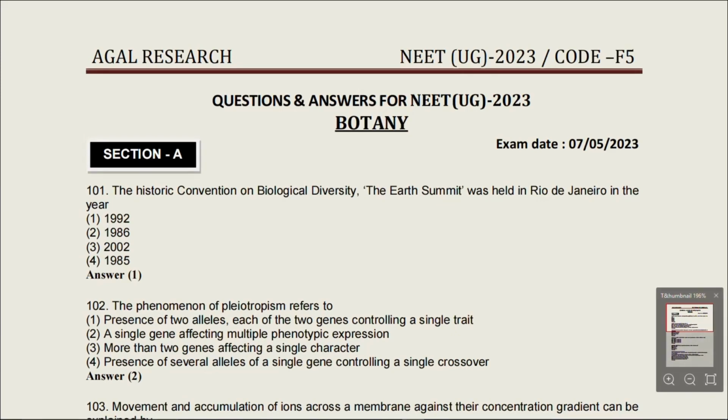So this is the 2023 NEET question paper. Subject is Botany. Totally 48 booklets are there. We are going to see the booklet code number F5.